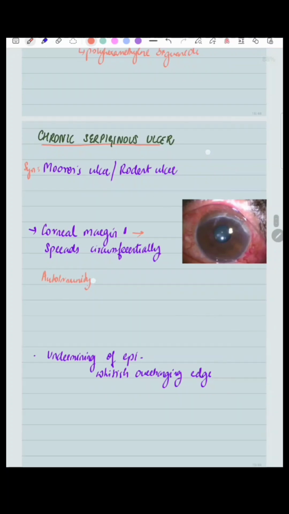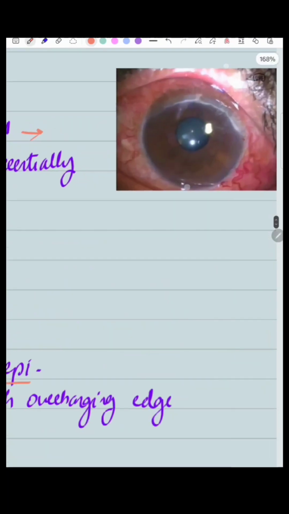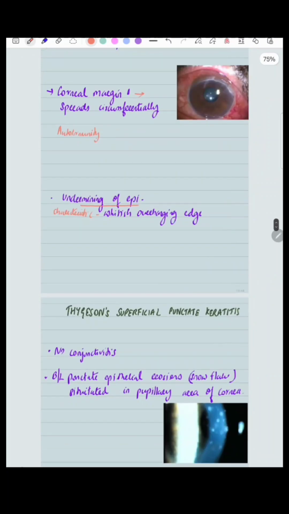That is a characteristic. Undermining of the epithelium will be seen. The characteristic whitish overhanging edges will be seen, as here. It rarely perforates. Okay, perforation is very rare.